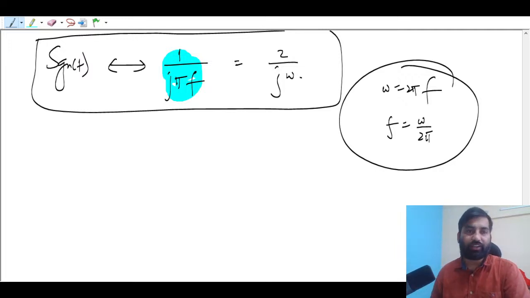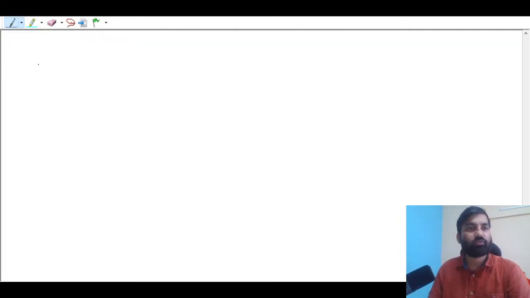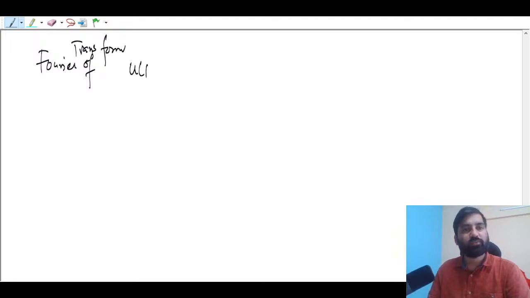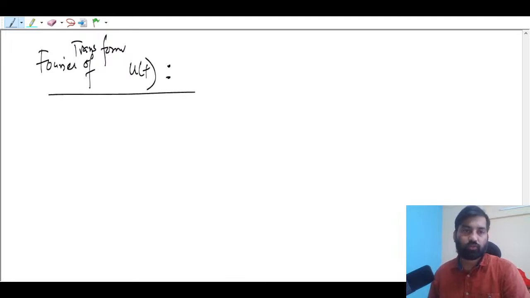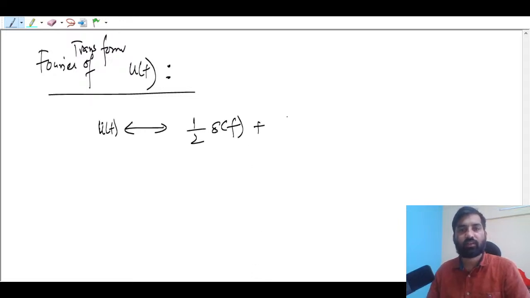Now if I recall u(t), what is the Fourier transform of u(t)? u(t) means unit step. So u(t) has the Fourier transform, in the f domain, 1 by 2 delta f plus 1 by j 2 pi f.